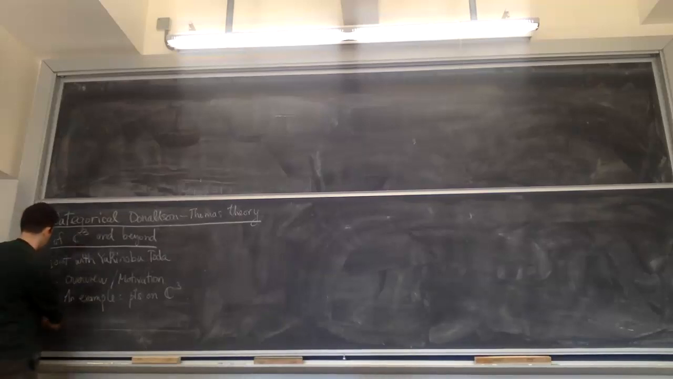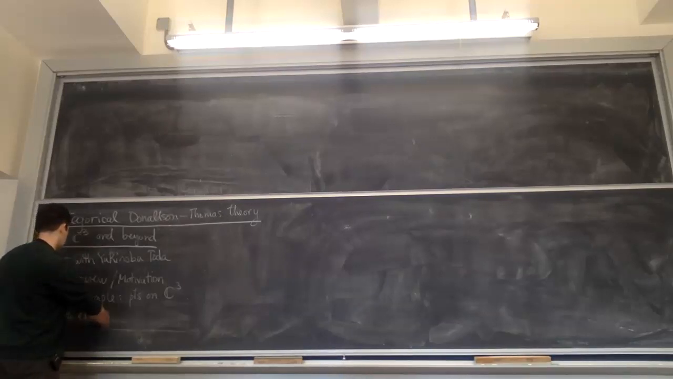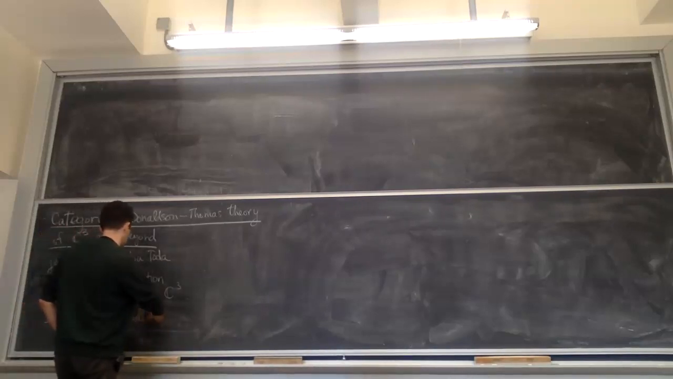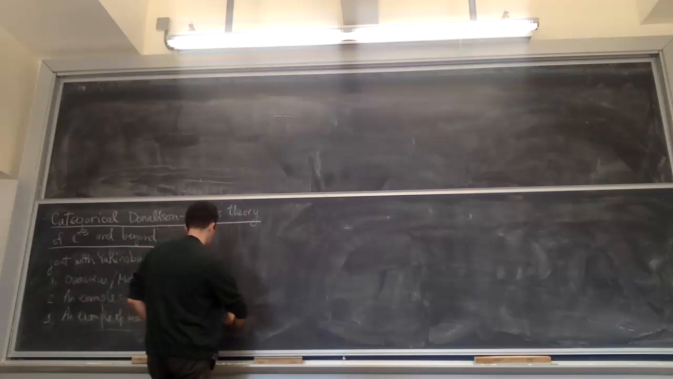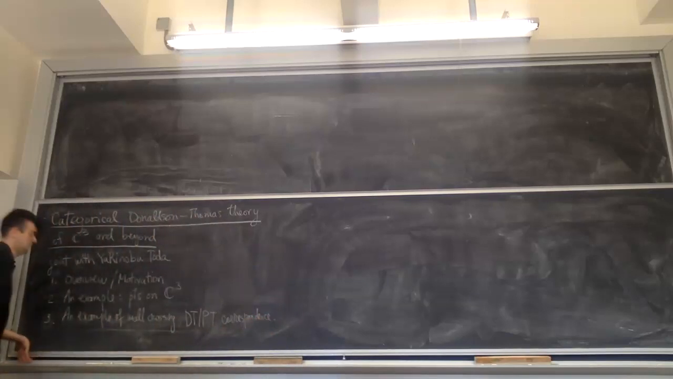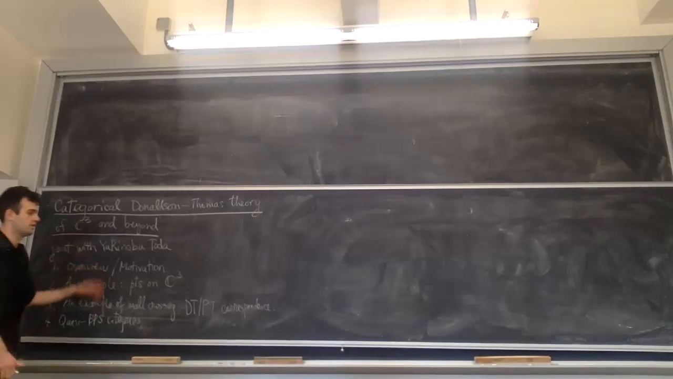Then three, some interesting problems in DT theory are about wall crossing. I'll give an example of wall crossing, which would be about the DT-PT correspondence. And time permitting, I'll talk about quasi-BPS categories. Part of the goal of these talks is to convince you that these quasi-BPS categories are the central object in this categorical study of Donaldson-Thomas theory.